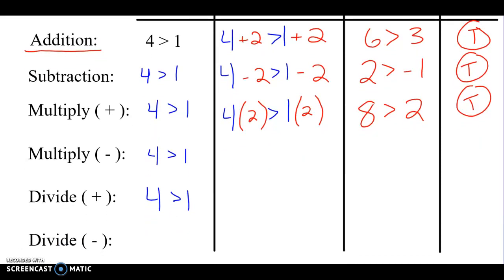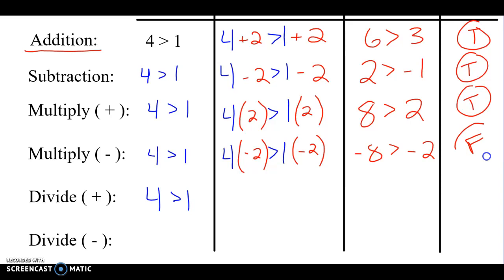So moving on, 4 is greater than 1, and we're going to multiply both sides by a negative number this time, so negative 2, which gives me negative 8 is greater than negative 2. Is negative 8 greater? Is it closer to 0 than negative 2? No. So that ends up being a false statement at the end.